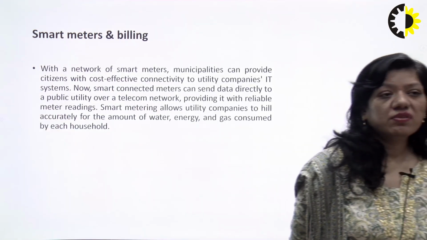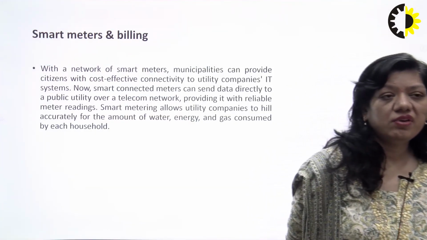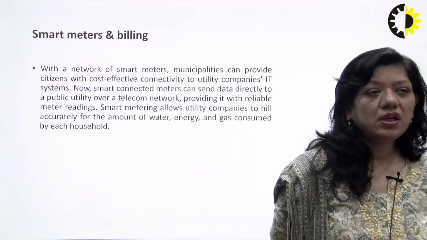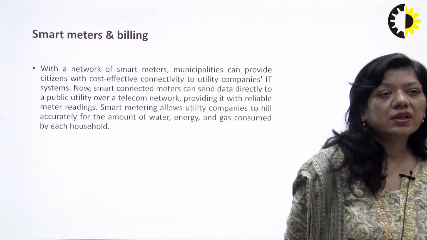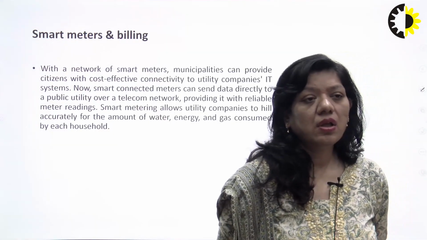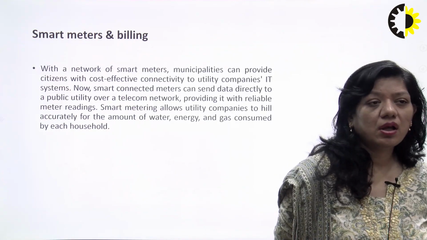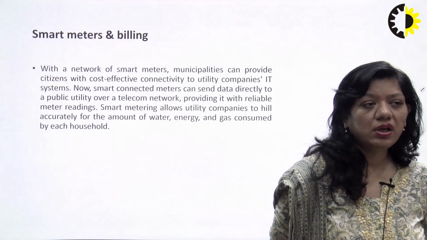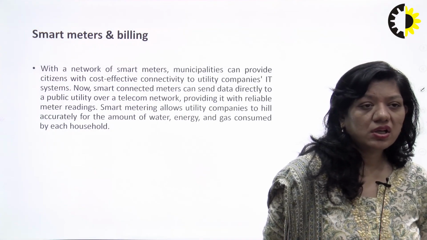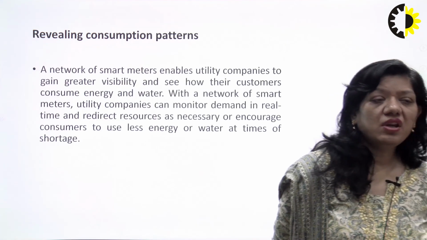With a network of smart meters, municipalities can provide citizens with cost-effective connectivity to utility companies' IT systems. Now smart connected meters can send data directly to a public utility over a telecom network, providing it with reliable meter readings. So smart metering allows utility companies to bill accurately for the amount of water, energy, and gas consumed by each household. Next one is revealing consumption patterns.